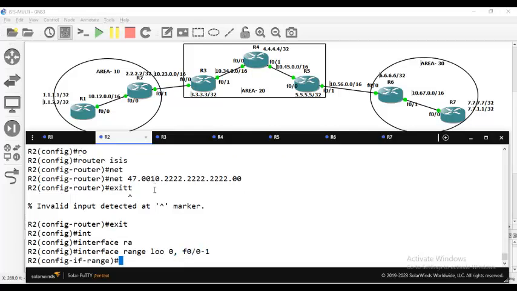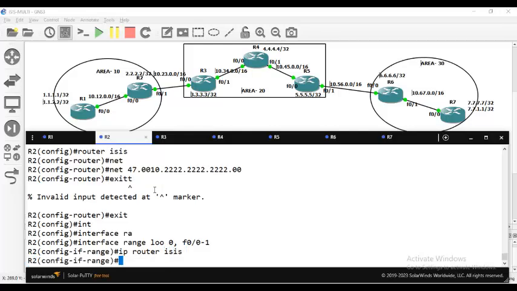But there will be 2 neighbors. Why? Anyone say why? Why will there be 2 neighbors with the router? Router 1 and router 2 will have 2 neighbors. Why? How? Any answer? So it will form both L1 and L2 adjacency. Let's verify. Show ISIS neighbor. You see, with R1, it has formed L1 adjacency and L2 adjacency.